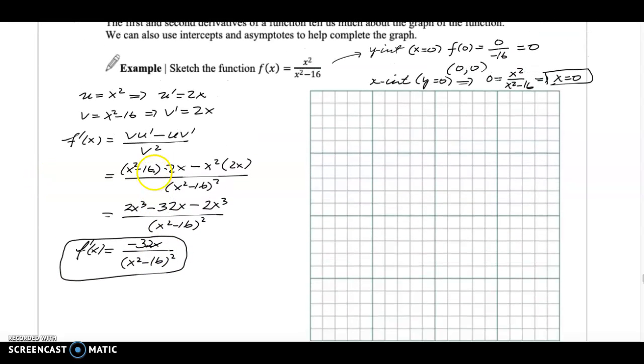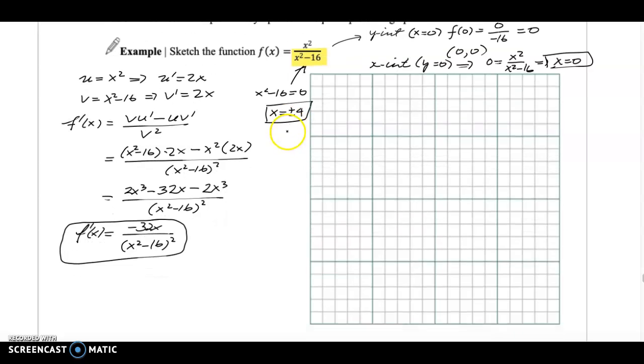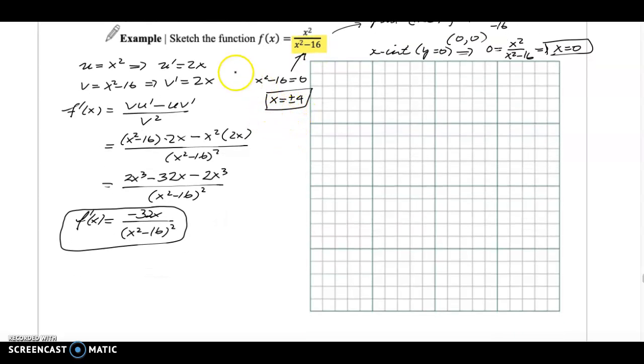So notice too that right away, if we look at this, it will also tell us additional information. These are going to tell us constraints, right? X squared minus 16 shouldn't equal 0. So that means x can't be plus or minus 4. That tells us additional information. That's telling us our vertical asymptotes, right? Those are vertical asymptotes.